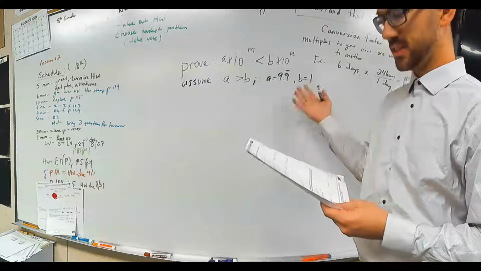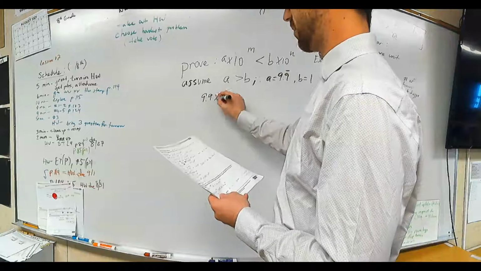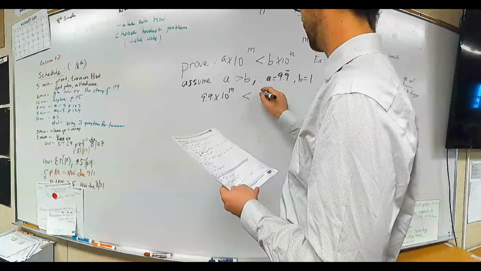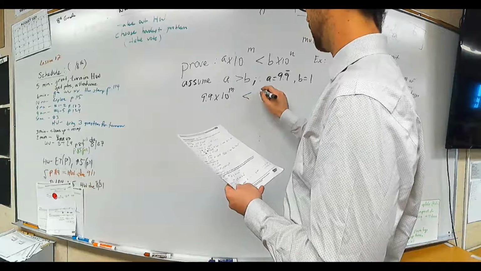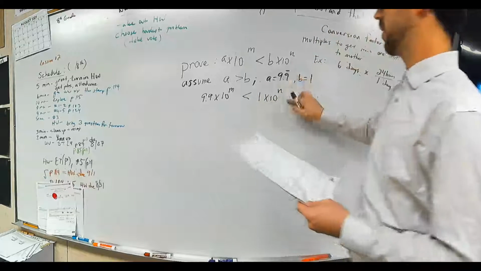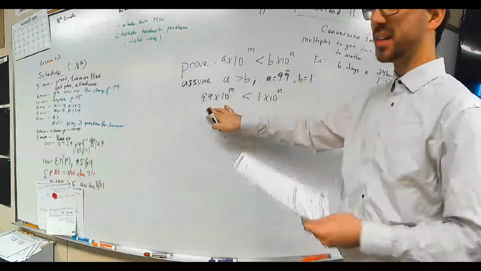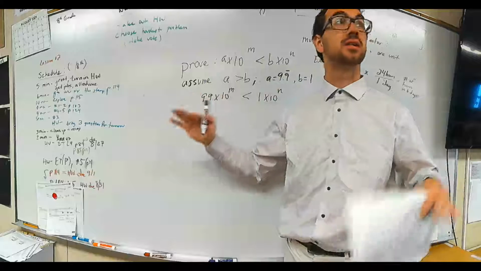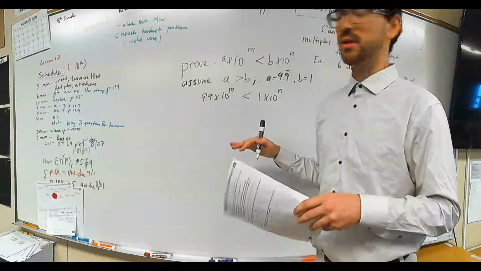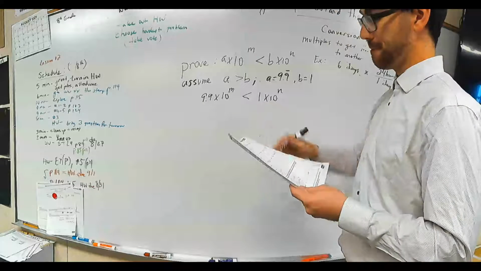Okay? If this is the case, then that means that 9.9 times 10 to the power of m will be less than 1 times 10 to the power of n. We want to prove this now, right? I'm just replacing A and B with our craziest cases. So we're going to test the most absurd case, the largest case. If this one works, any case will work, right? Okay, so let's prove this now.